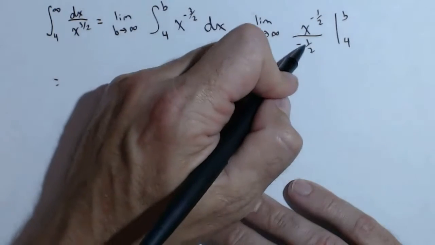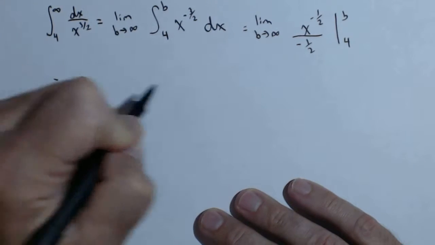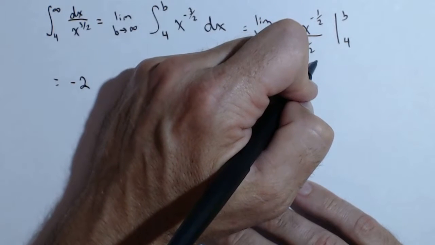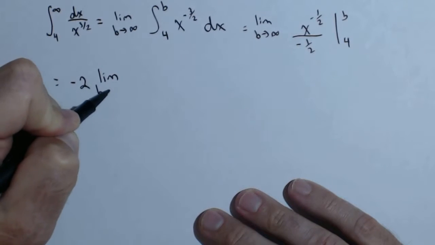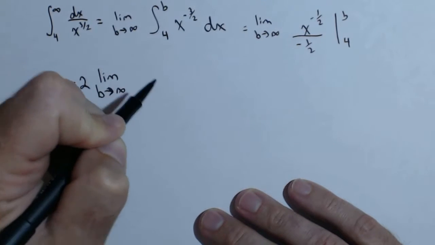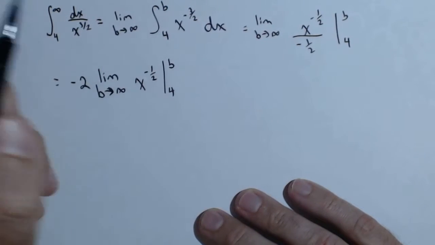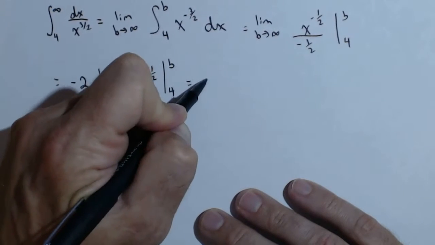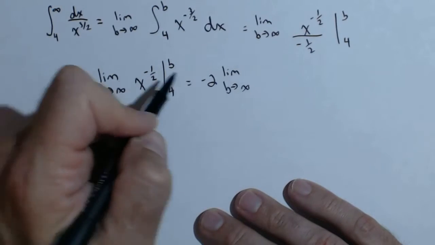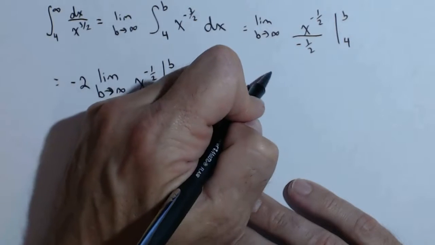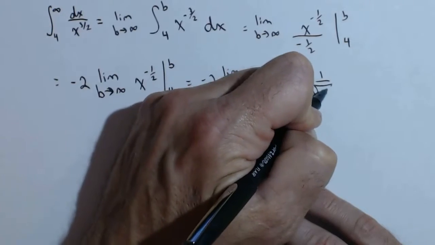So if we want, we take the reciprocal. I can actually write that -2 out front. Now remember, with the -2, that's 1 divided by negative 1/2. So you flip and multiply. We get the limit as b goes to infinity of x to the minus 1/2 from 4 to b. So we have -2 times the limit as b goes to infinity of, if you want, you could write this as 1 over the square root of b minus 1 over the square root of 4.